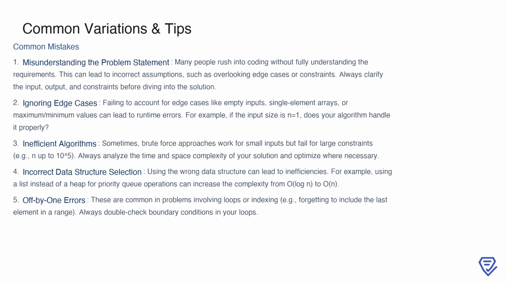Additionally, selecting the wrong data structure can lead to inefficiencies. For instance, using a list instead of a heap for priority queue operations can unnecessarily increase the complexity. Finally, off-by-one errors are a common source of bugs in problems involving loops or array indexing. Make sure to double-check boundary conditions to avoid these mistakes.